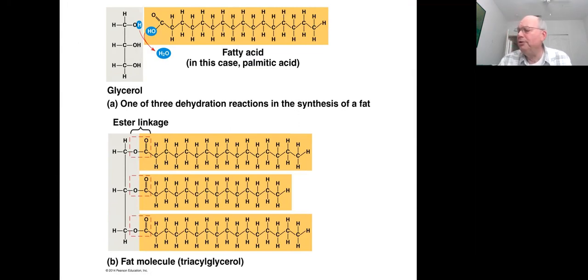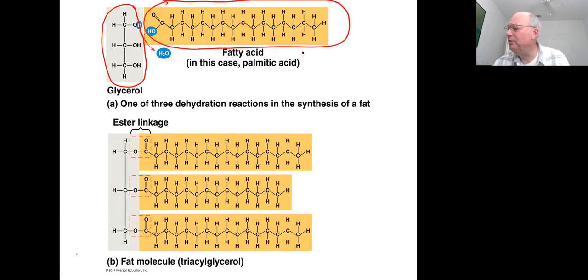So these types of fats contain a glycerol backbone, which you can see here. So this is one component. So we have a glycerol backbone, and then we have this long chain of carbons, and this is the hydrocarbon.